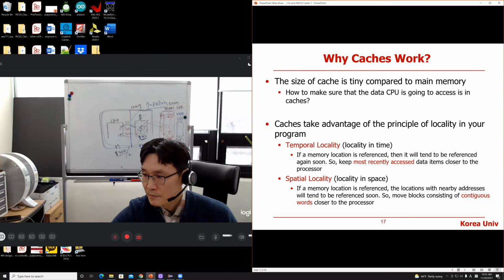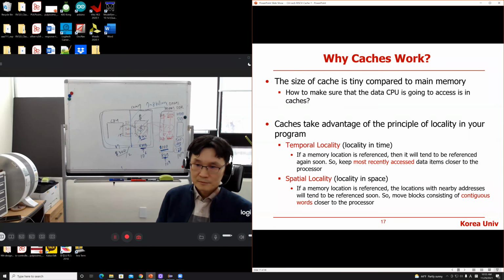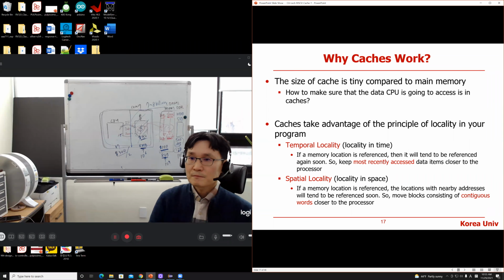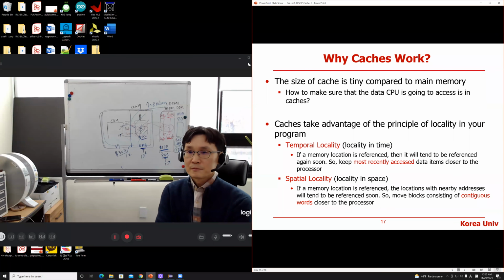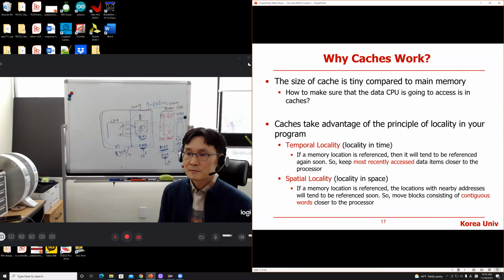Why do caches work? The size of cache is tiny compared to main memory. How to make sure that the data the CPU is going to access is in caches? Caches take advantage of the principle of locality in your program. Temporal locality: if a memory location is referenced, then it will tend to be referenced again soon, so keep most recently accessed data items closer to the processor. Spatial locality: if a memory location is referenced, the locations with nearby addresses will tend to be referenced soon, so move blocks consisting of contiguous words closer to the processor.